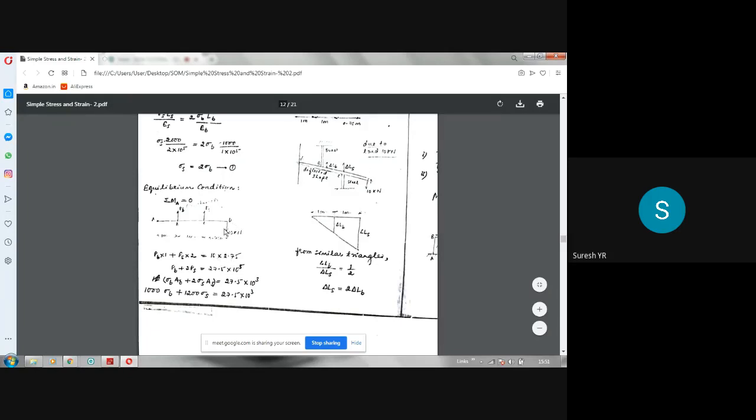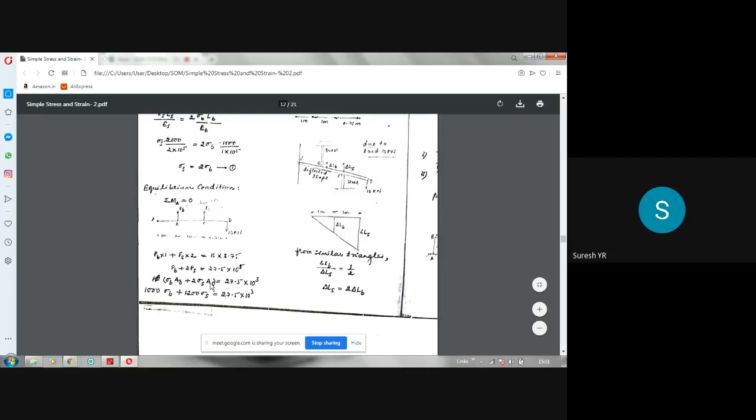Clockwise moment should be equal to anti-clockwise moment. These two are giving anti-clockwise moments. This is giving clockwise moment about A. So PB into 1 plus PS into 2 should be equal to 10 into 2.75. If you simplify this, you will get PB plus 2PS equal to this value. Or you can substitute for PB as sigma B into AB, and PS as sigma S into AS, since force is equal to stress into area. You will get this. Now substitute for AB and AS.